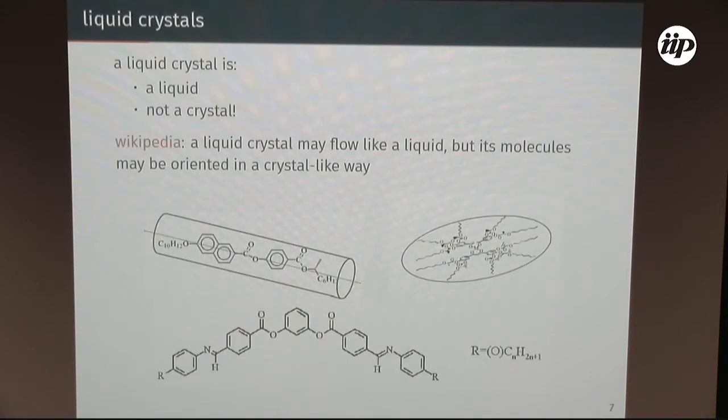Okay. I guess everyone knows what a liquid crystal is, but let me go quickly if someone doesn't. A liquid crystal is a liquid, not a crystal. And it may flow like a liquid, but the molecules are oriented, like in a crystal. So here are 3 examples of molecules. One is a rod-like molecule, a disc-like, and a banana-like shape. And of course, they'll be oriented in different ways, depending on the phase also. We'll be interested in this one here, the rod-like molecules.